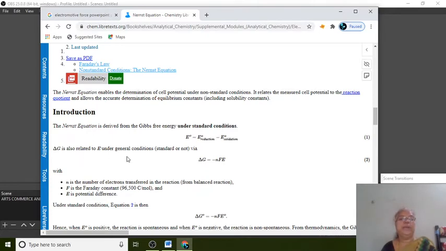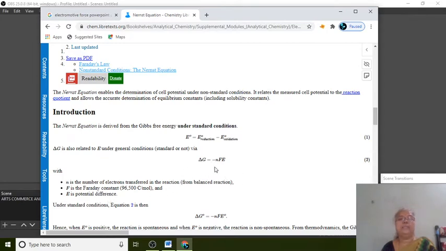Then the free energy change in electrochemistry is given by the equation delta G equals minus NFE, where delta G is the change in free energy, N is the number of electrons transferred in the reaction, that means from oxidation electrode to reduction electrode, and F is the Faraday constant having value 96,500 coulomb per mole, and E is the potential difference.